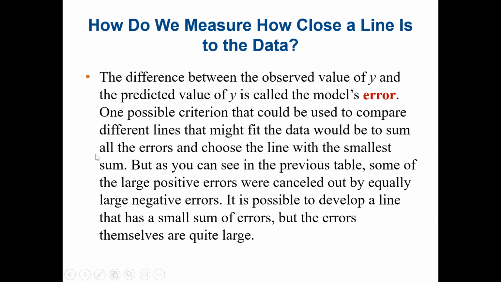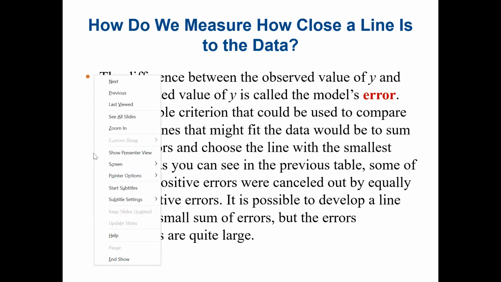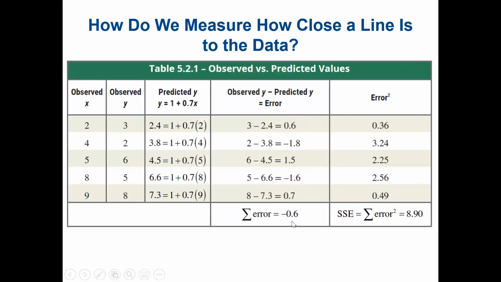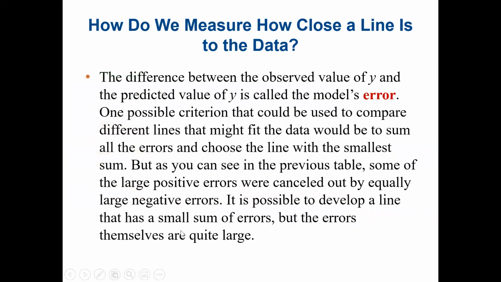So here we see one possible criterion that could be used to compare different lines that might fit the data: sum all the errors and choose the line with the smallest sum. But as we saw in our previous table, the sum of the errors gave us a negative value. That's not good. So traditionally what we do is square each error. And that's what we are about.